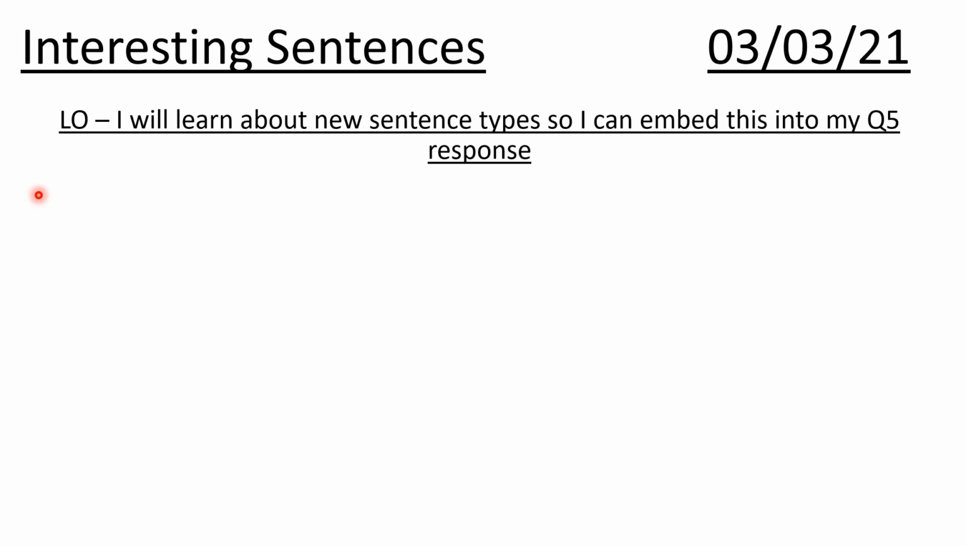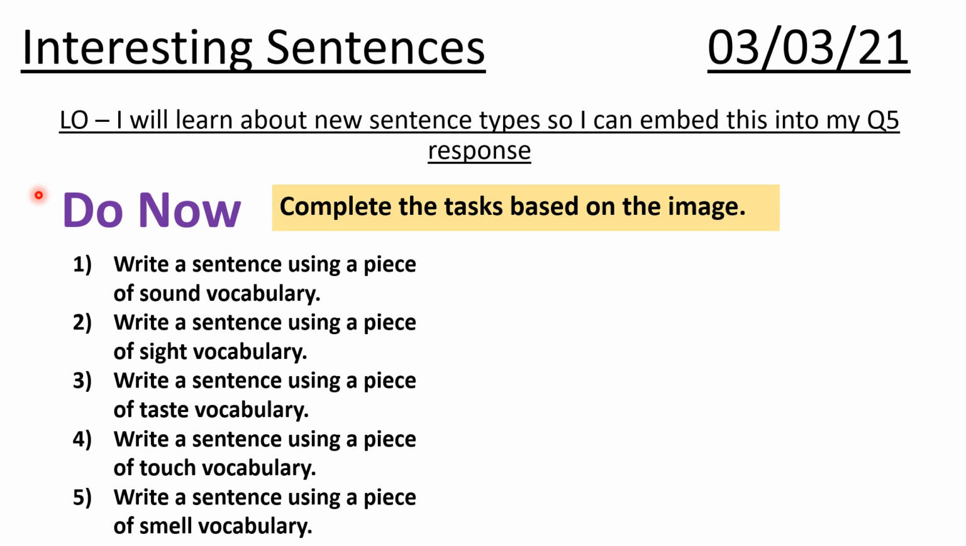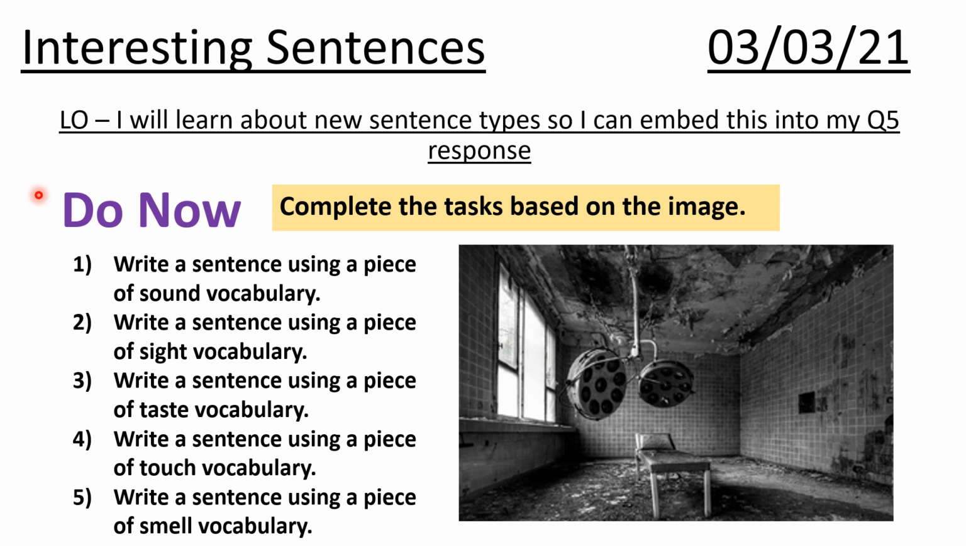Okay, now it's time for the do now. And today you're going to complete these 5 tasks based on this image. These 5 tasks are going to help you recap your use of sensory vocabulary that we looked at yesterday and apply it to a new image. This is a type of image that you might receive in a question 5. So pause the video and spend slightly longer than you normally would on a do now to complete this task, please.